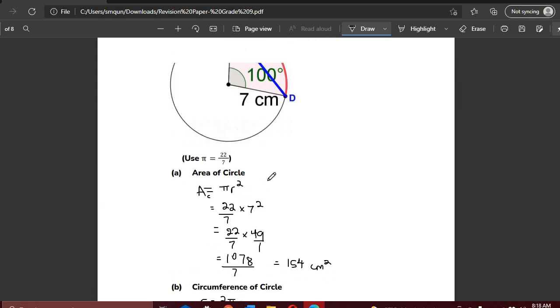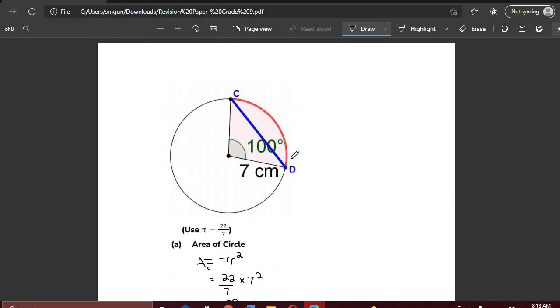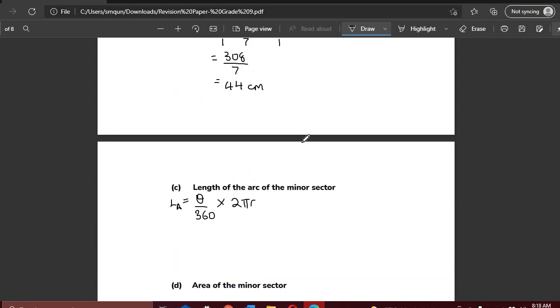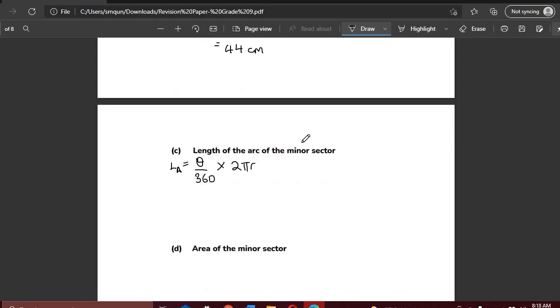Okay, so going back to the diagram, remember this section in red would be the arc for this minor sector. The major sector would be the bigger sector cut from the circle here. Alright, so how do we find the length of the arc now? Theta represents the angle that is formed by the arc. So we have an angle of 100 degrees. So where you have theta, that is where you put the angle.